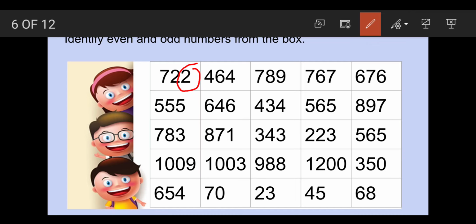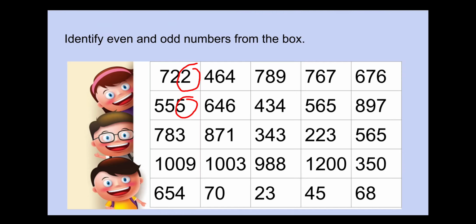Now, let's look at 555. This number has 5 in its units place. 5 is an odd number. Therefore, 555 is an odd number. Now, follow the same method and find out whether all of these numbers are even or odd.